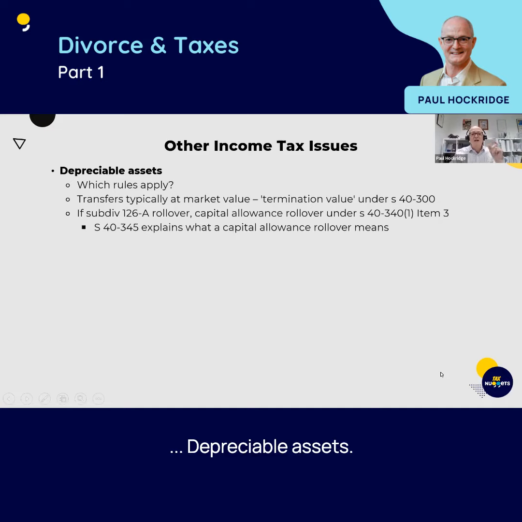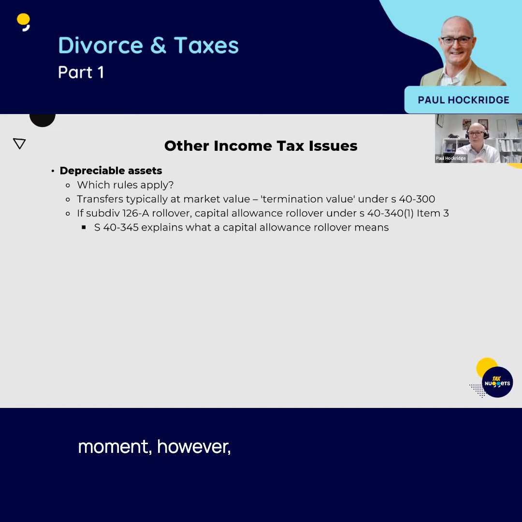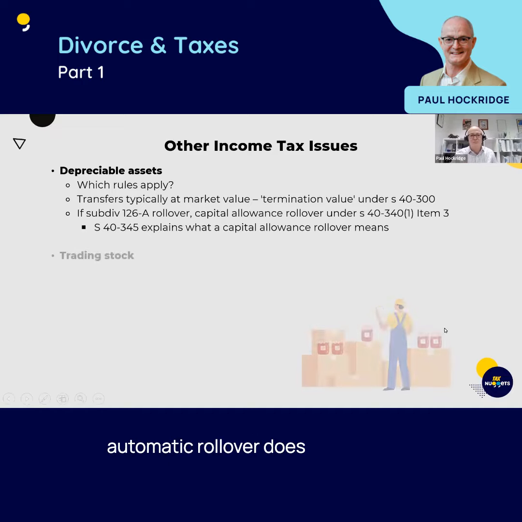Depreciable assets. If you get a 126A roll, you might get a Div 40 roll, but just check, because, at the moment, however, all these different capital allowance rules, some are in the 97 Act, some are in the Transitional Provisions Act. Please check whether that automatic rollover does apply to you.